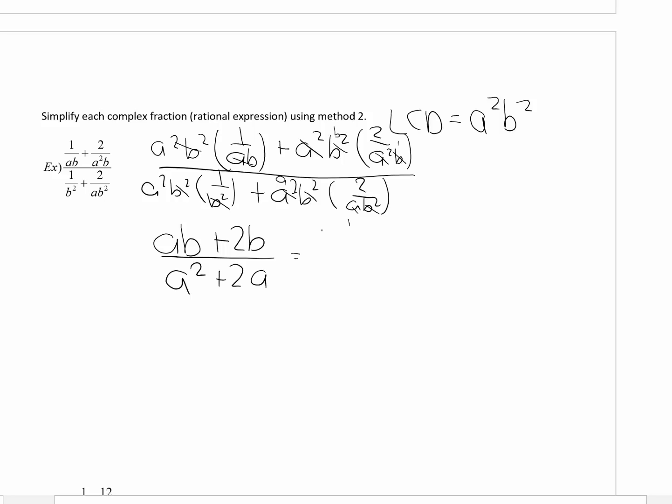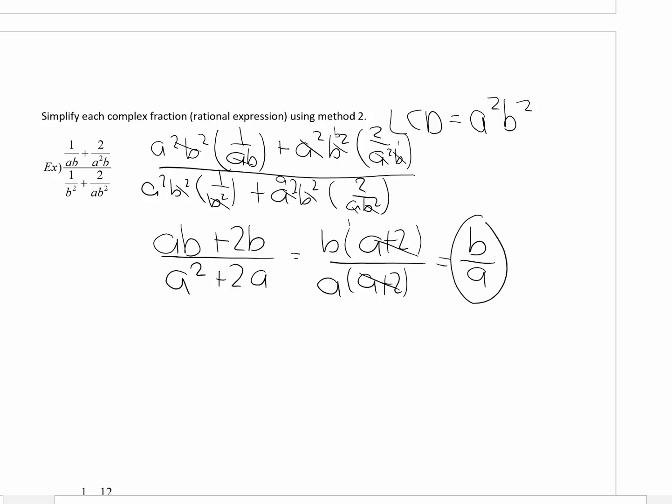I can factor out a b in the numerator. That leaves me with a plus 2. In the denominator, I can factor out an a. That leaves me with a plus 2. Divide out the a plus 2's. I'm left with b over a.